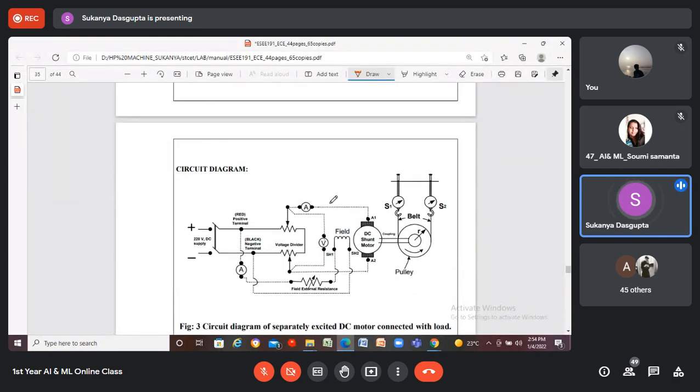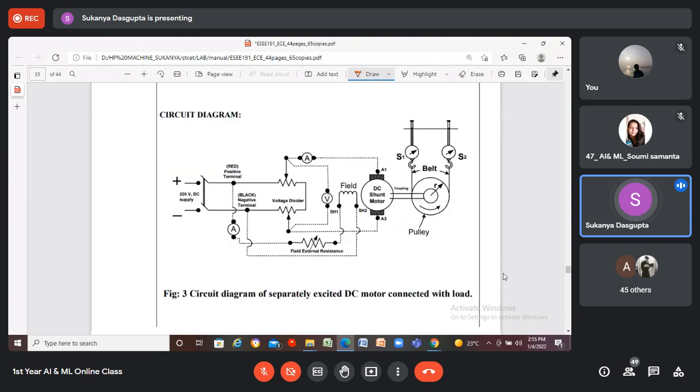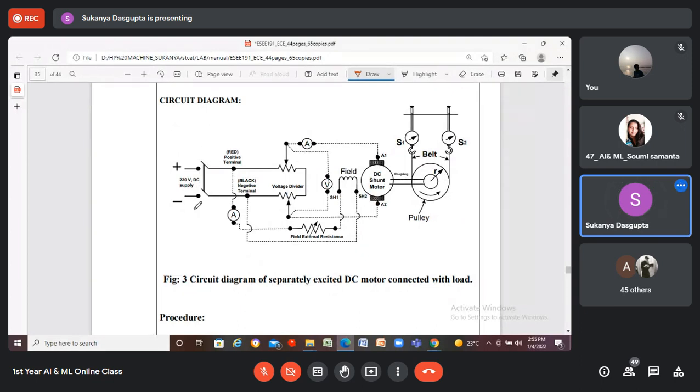This is the circuit diagram. Theoretical circuit diagram. Here is the supply, 220-volt DC supply voltage. And these two are rheostats, or the variable resistances, also called potential dividers, the voltage divider. This is your DC motor, shunt type.